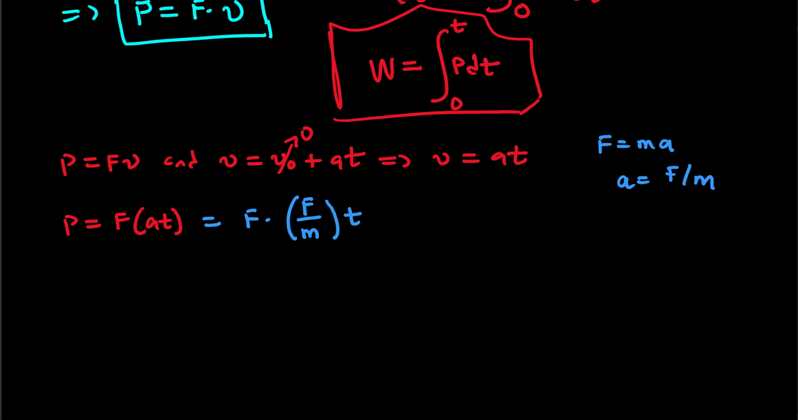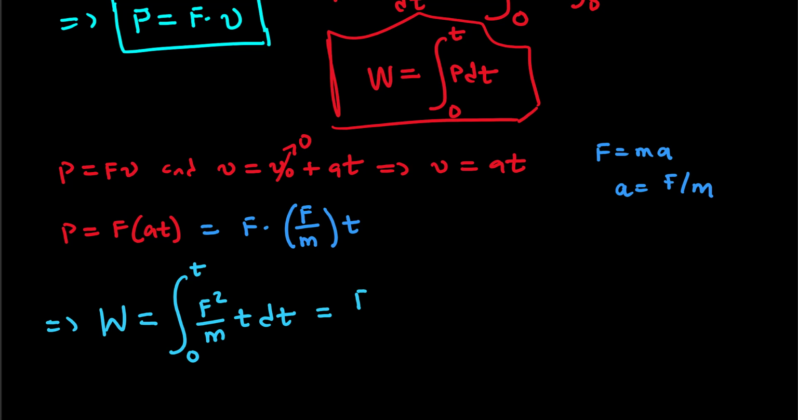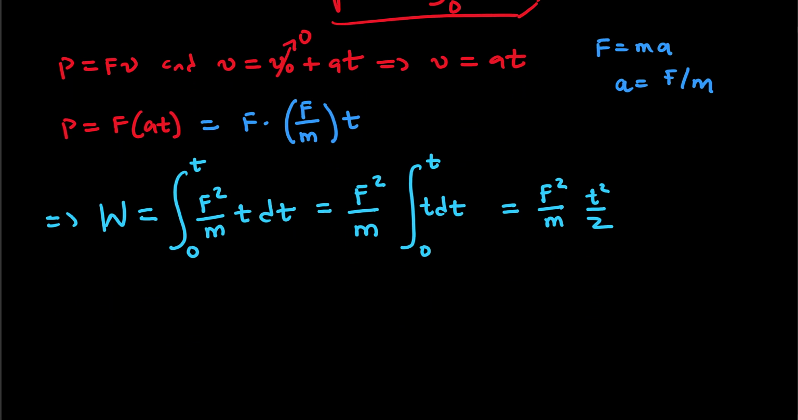And if that is the case, we can therefore see that the work done will be equal to the integral from 0 to t of f squared over m t dt. Now, if f is constant and m is constant, we can actually take this out. So this is going to be equal to f squared divided by m, the integral from 0 to t of dt, which will be equal to f squared over m times t squared all divided by 2.